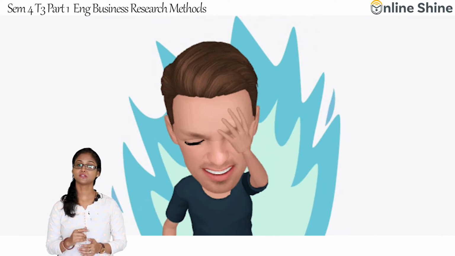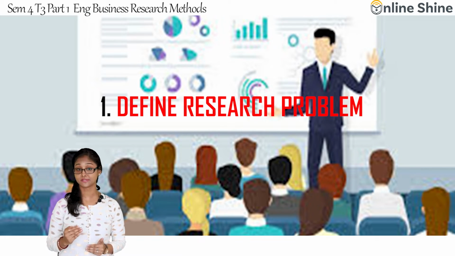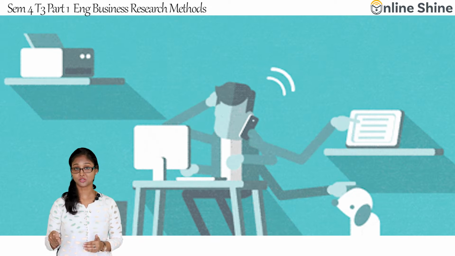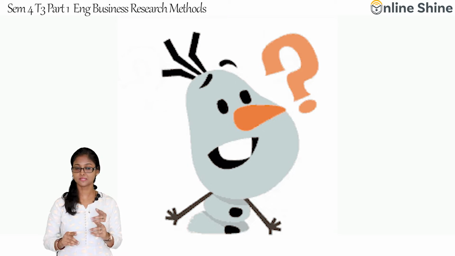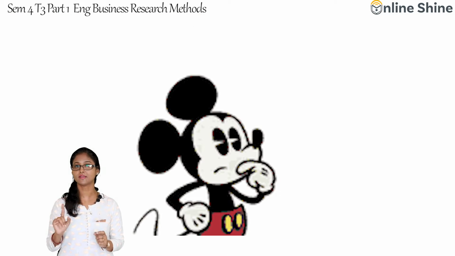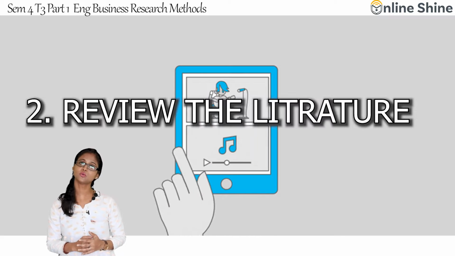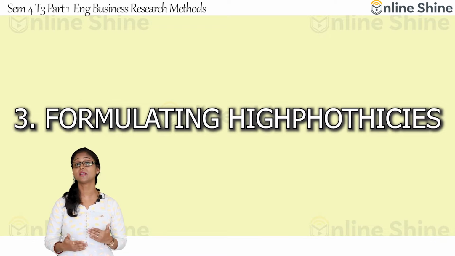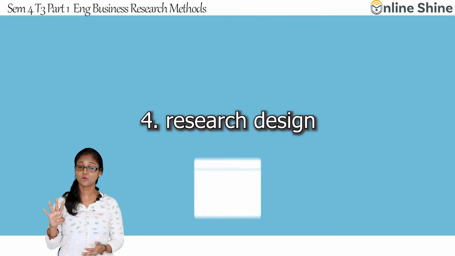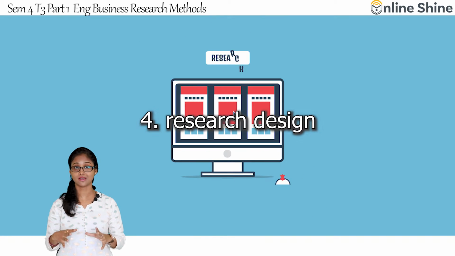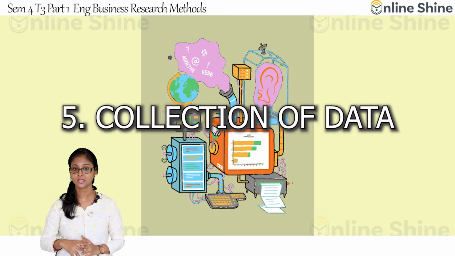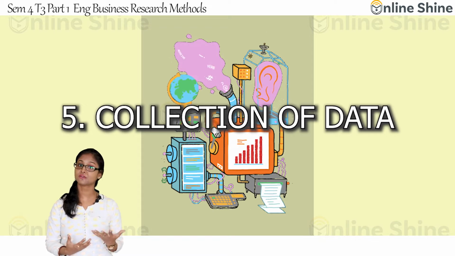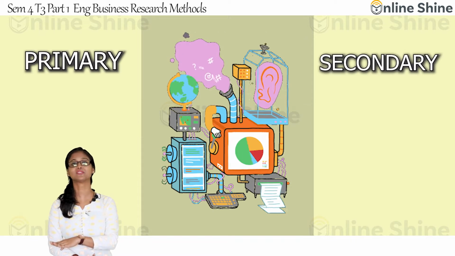Now, the process of research: the first one you have is defining the research problem. It could be a problem or an objective, but first you have to decide what the problem is. The second one is reviewing the literature. The third is formulating the hypothesis. The fourth is research design, the layout of the research. The fifth is collection of data, the primary and secondary methods.